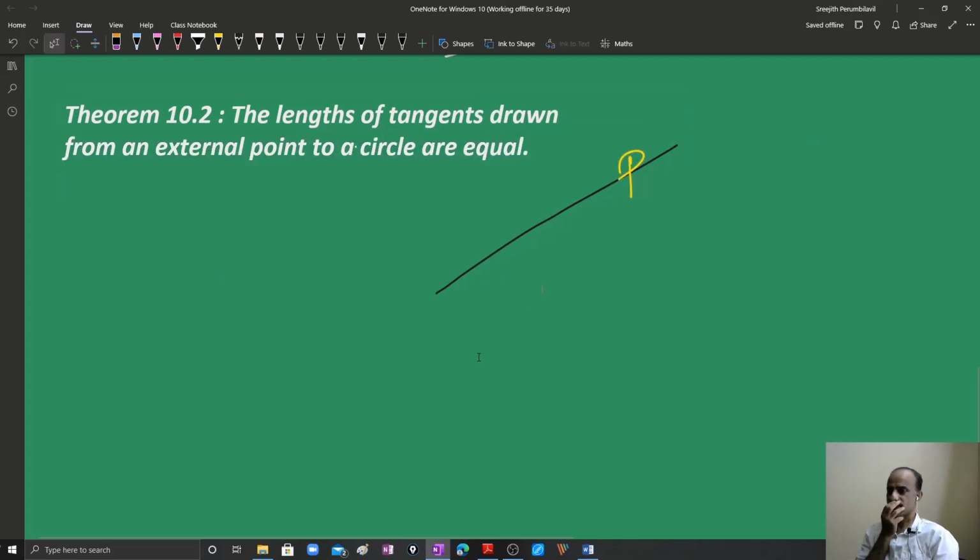The length of the tangents drawn from an external point to a circle are equal. How many tangents can be drawn? We have seen that 2 tangents can be drawn. These 2 tangents are of equal length. This is what we have to prove.